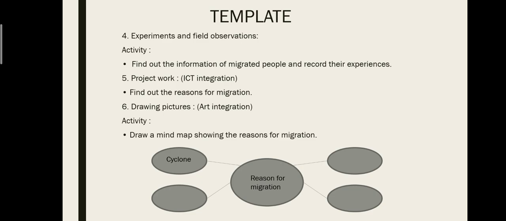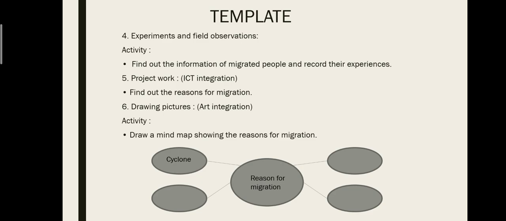Then experiments and field observations. Under this, the activity is to find out the information of migrated people and record their experiences. Next one is project work. Here we are integrating ICT. Find out the reasons for migration. Next one is drawing pictures. Here we are integrating art.